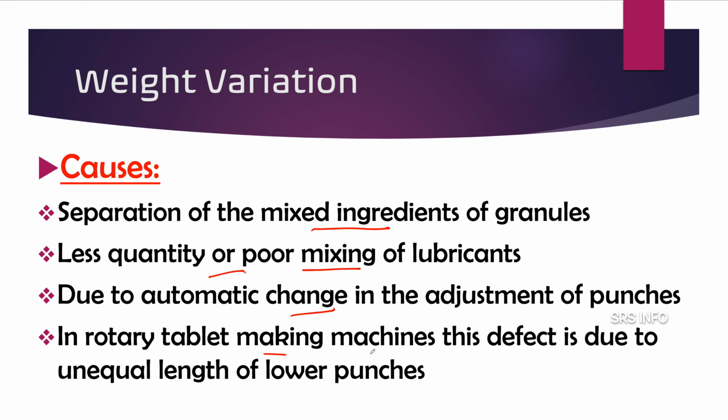Then in a rotary tablet making machine, this defect is due to the unequal length of the lower punches. The rotary tablet machines are rotating like this, like a chain. So due to the unequal length of the lower punches, there is a possibility of weight variation in the final tablet product. So these are the main causes of weight variation. Clear? So we can reduce this weight variation by using proper granulation, properly maintained and high quality equipment, and proper mixing of lubricants. We can reduce this weight variation.